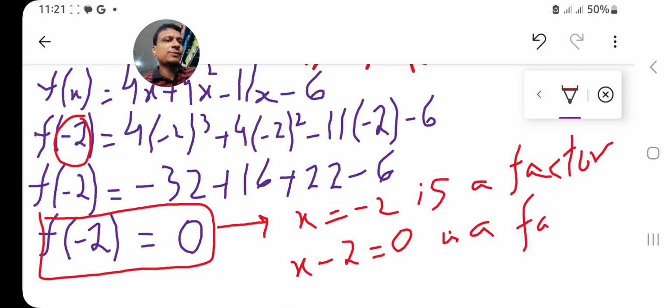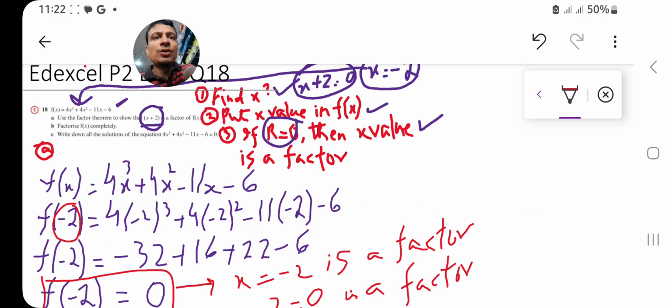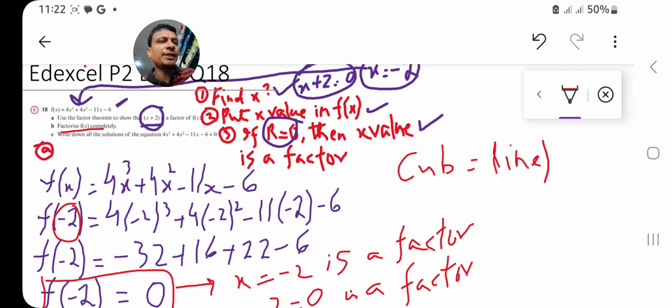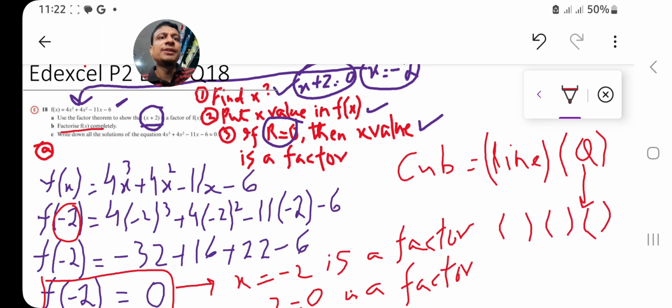Okay, whenever it says factorize completely, part B, it means that you need to convert the cubic equation into one linear equation and one quadratic equation, and furthermore you need to solve this quadratic equation so that we have 3 brackets of linear equation. So this is how we factorize completely a cubic equation.